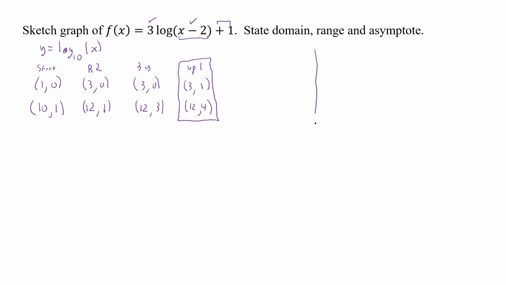So we'll have to go a ways out there because we have to go to 12. So we have 1, 2, 3, 4, 5, 6, 7, 8, 9, 10, 11, 12. We'll have to go 1, 2, 3, 4, 5. All right, so our asymptote is at the 2.